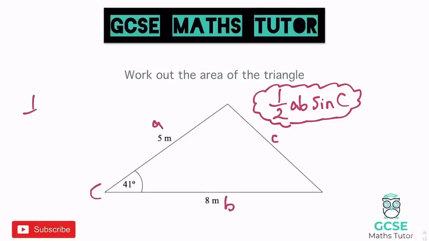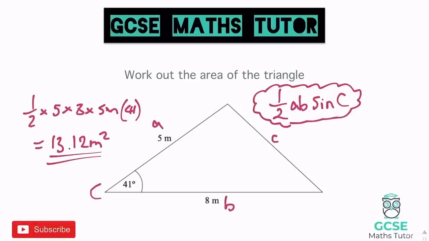And then it's as simple as just sticking those numbers into the formula. So it's half times 5 times 8 times sine 41. There you go. Type that into the calculator. So half times 5 times 8 times sine 41. And we get the answer 13.12. If I round it to two decimal places, it's area, so that's meters squared, just being careful of the units. So 13.12 meters squared. There we go, there's using the area of a triangle formula.